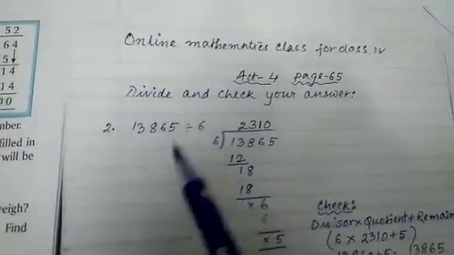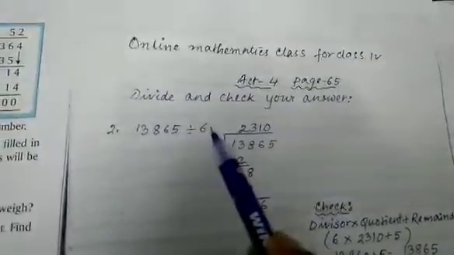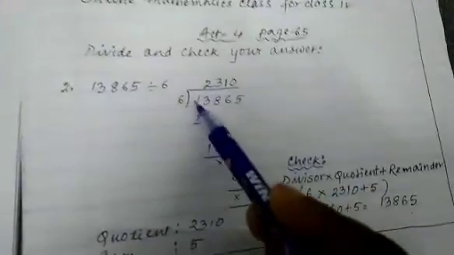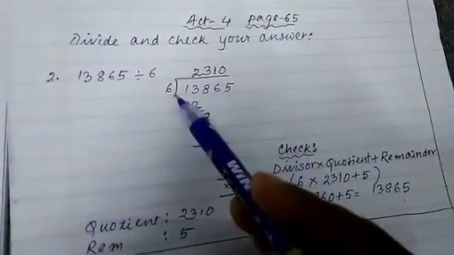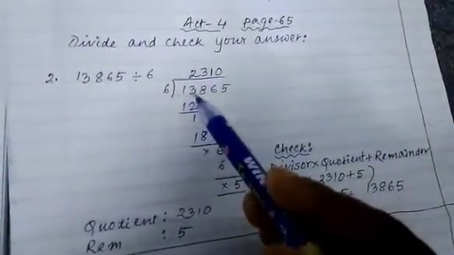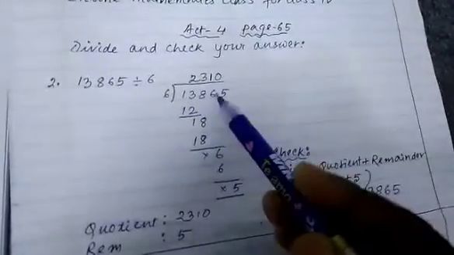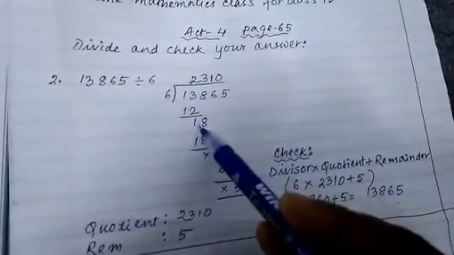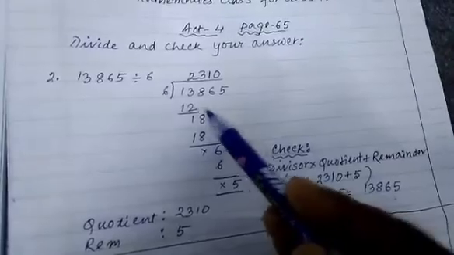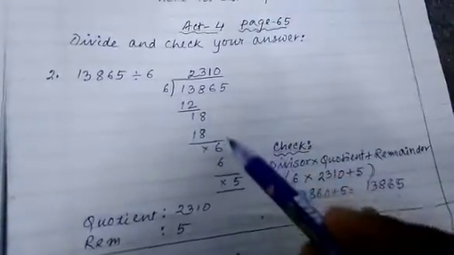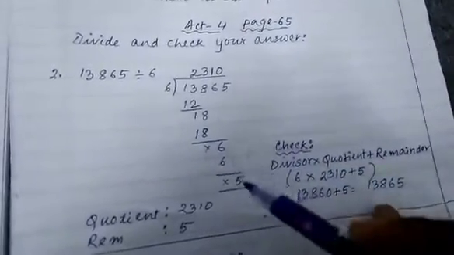13865 divided by 6. You have to divide these sums and then you have to check your answer. So I have started doing divide in this way. 6 divided by 13865. Now 6 2s are 12. Carry 1. Then 8 will come down. 6 3s are 18. Then 6 come down. 6 1s are 6. And 5 come down.